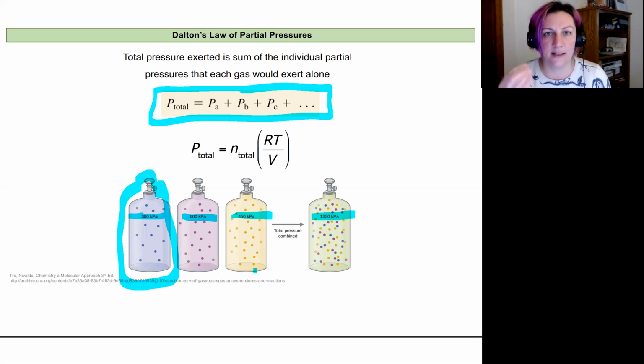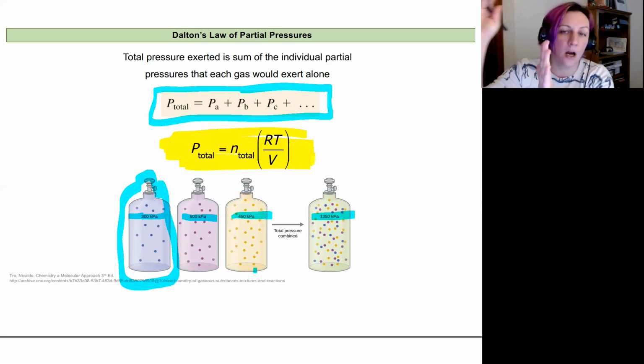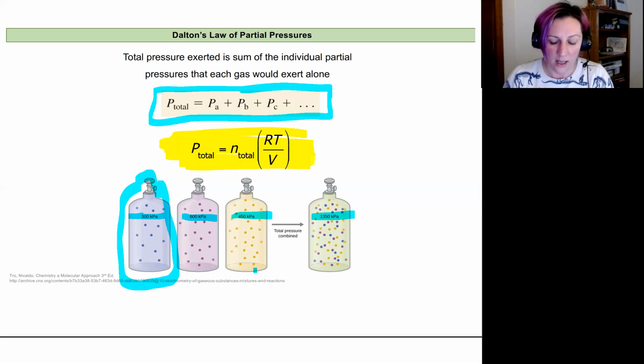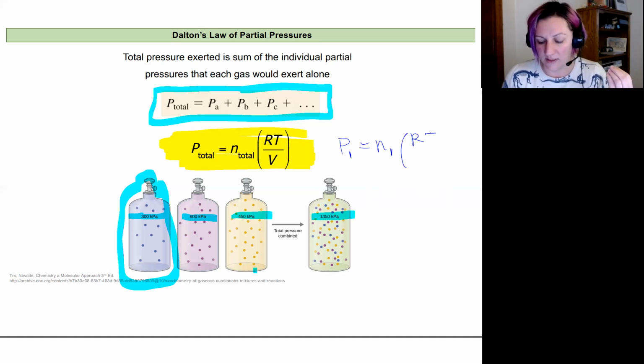Another way to think about this that I really like is with the ideal gas law, that there is this relationship between the moles of a gas and the pressure of a gas. And so we could say that the total pressure is equal to the total number of moles of gas times R and T divided by V. This would also mean that the pressure of just one of the components, the partial pressure, would be equal to the moles of just that component times RT divided by V as well.